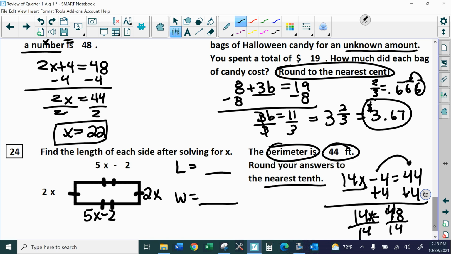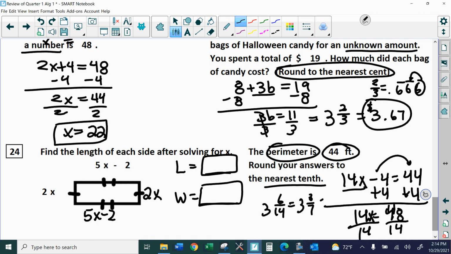Okay, so I need to divide that. So 14 goes in 48 3 times. That's 42 with 6 left over, 6/14, which would then reduce, divide each by 2, down to 3/7. Now you don't have to do all that. You can just put 48 divided by 14 in your calculator. Okay, and so that's what I'm going to do right now. I'm going to do 3. Well, I can leave it right now as far as exact because I only need the final answer in nearest 10th spot. So I calculate both of those.